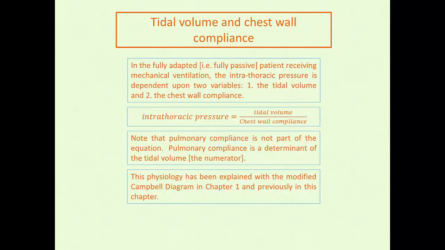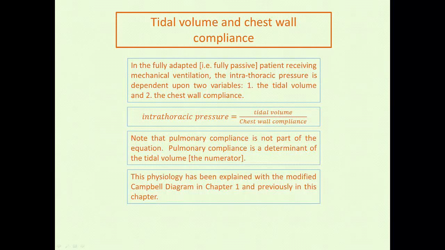This physiology has been explained with the modified Campbell diagram in part A of this chapter, and certainly in chapter 4 I talk a lot about chest wall compliance and intrathoracic pressure. But if you want to review, you can go back and review the final slide of part A of this chapter.